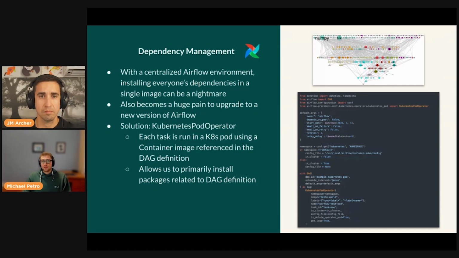A great solution that has become an industry standard is making use of the Kubernetes pod operator. This operator allows you to execute your task in a dedicated Kubernetes pod with a pre-built image that you provide. You can install whatever dependencies you want into the image and run your task and don't have to worry about conflicts. So we encourage dependency or resource-intensive workflows to take advantage of these operators. This also makes our Airflow image lighter weight since most of the packages we need to install are for custom operators and integrations.